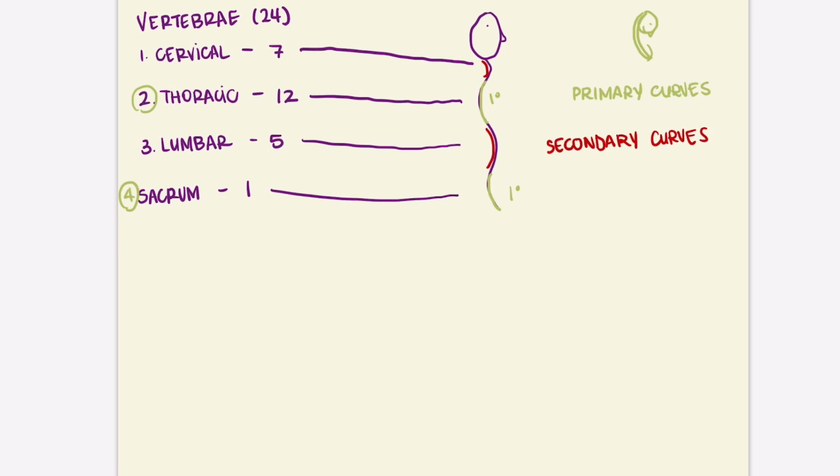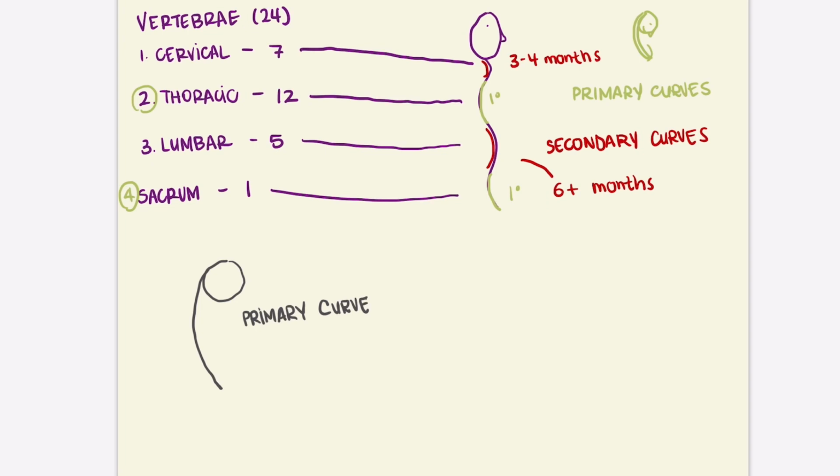I believe around 3 to 4 months, probably more around 4 months, a baby can start to hold its head up. And around 6 months, 6+ months, a baby can start to sit up, which means it's developing its lumbar curve. As we get older, your curvature kind of goes back to that primary C curve again. If you look at an 85-year-old or 90-year-old, their back begins to lose bone density and muscle, so it kind of reverts to that primary curvature.